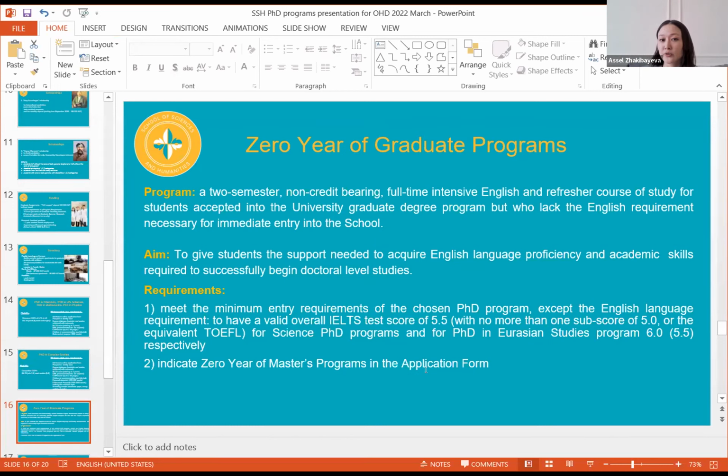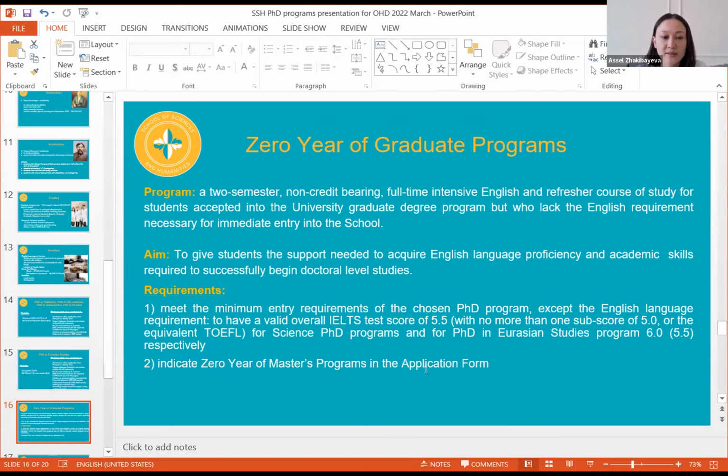And also during this 1 foundation year, you will be taught the English language and also the necessary skills to complete your degree during the doctoral program. After you complete this program, you will be automatically transferred to your main program.